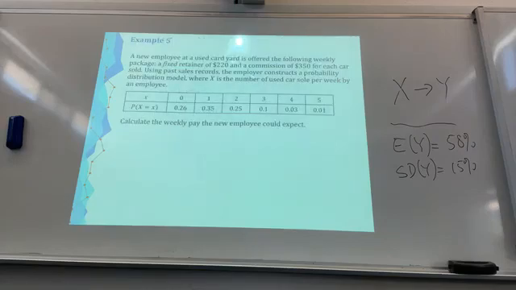All right, last example, example 5. Very last one, example 5. So a new employee at a used car yard is offered the following weekly package. A fixed retainer of $220 and a commission of $350 for each car sold. Using past sales records, the employer constructed a probability distribution model where X is the number of used cars sold. Why did I spell it as E-S-O-L-D?